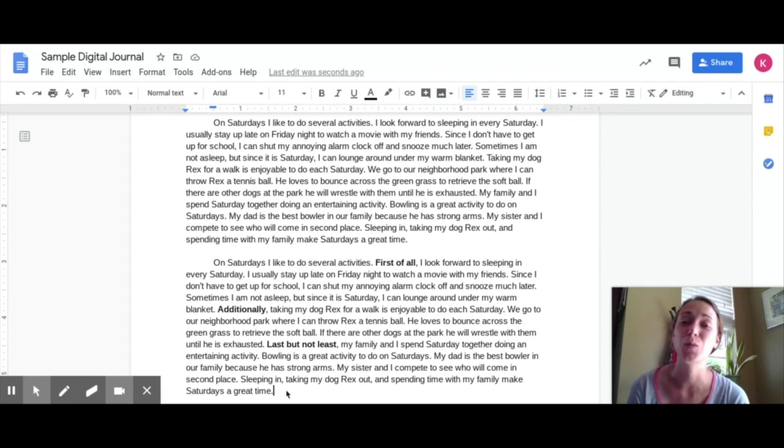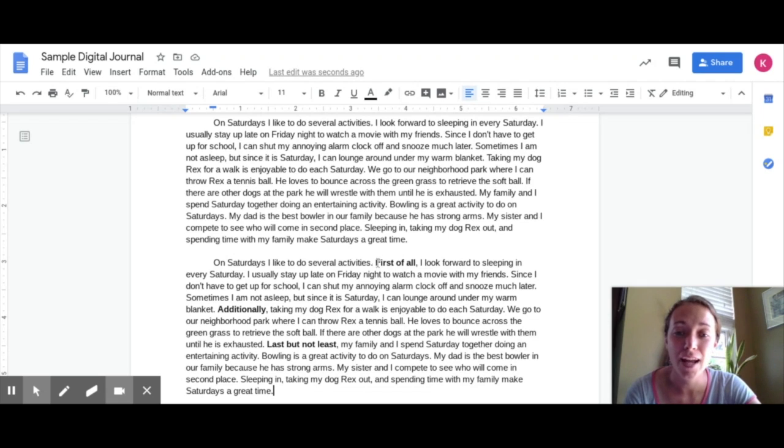The only difference between these two paragraphs is the second one has these few words that I bolded here. First of all, additionally, and last but not least. That was the only difference between those two paragraphs. I hope you were able to find them.